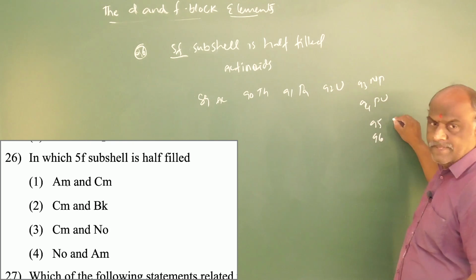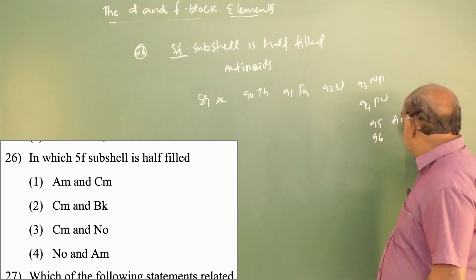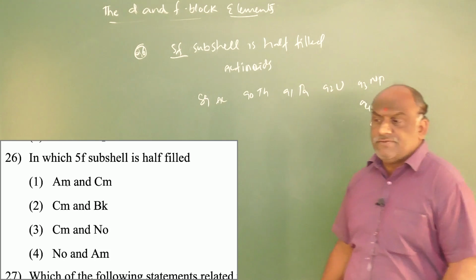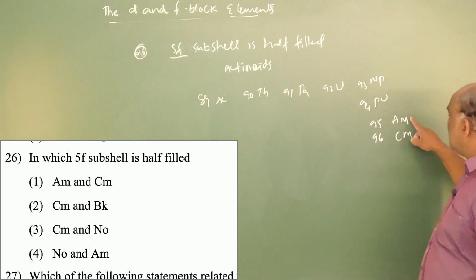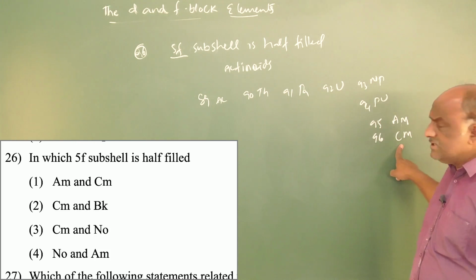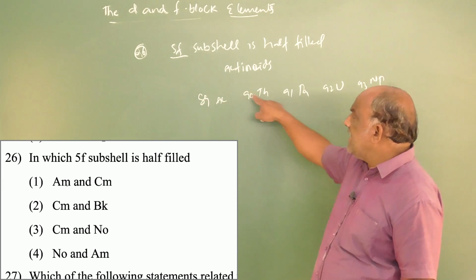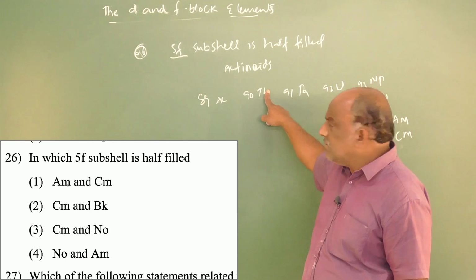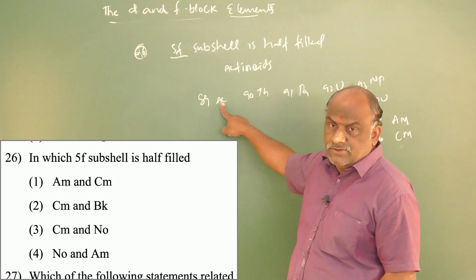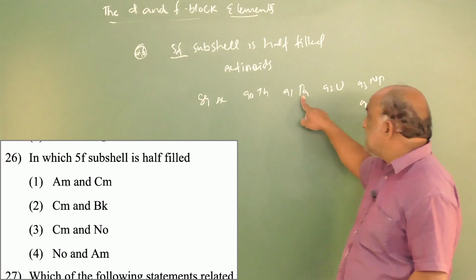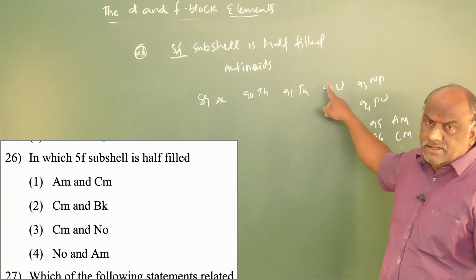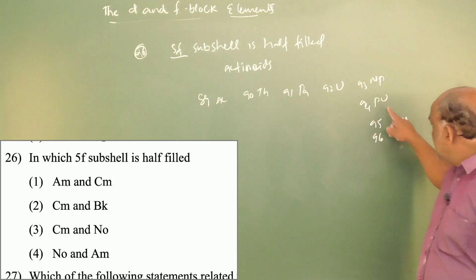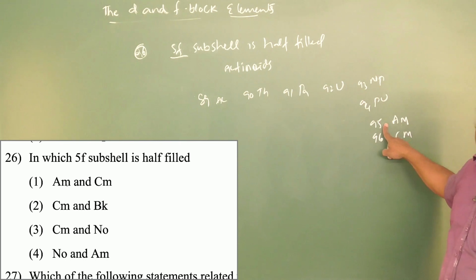95 is americium and 96 is curium. These two have special configurations, and here thorium and actinium do not contain F electrons. Thorium has F electrons 0, actinium also F electrons 0. After thorium, the F configuration starts from protactinium. Protactinium, uranium, neptunium: 1, 2, 3, 4. Here the F configuration will get 7.